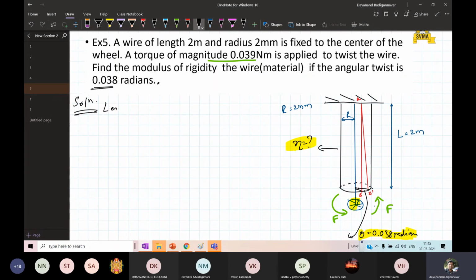The length of the wire is given: length is equal to 2 meters. The radius of the wire, R, is also given. That is equal to 2 mm, which means 2 into 10 to the power of minus 3 meters. A torque is applied to twist the wire. Find the modulus of rigidity. So the modulus of rigidity you have to find.